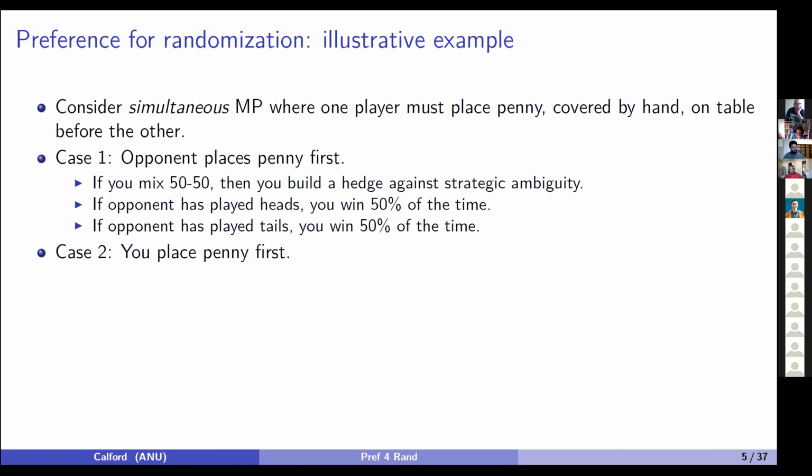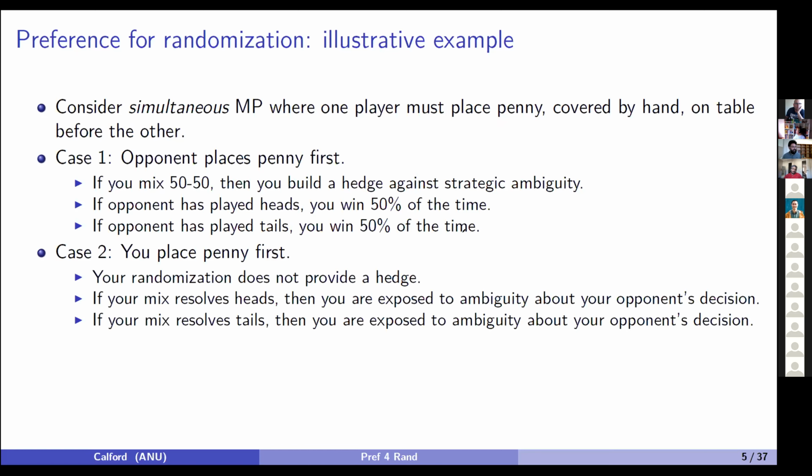about your intermediate stage utility here. Your randomization does not necessarily provide a hedge in this case. If I flip a coin, I put it down first, if my mix comes up heads, well then at that intermediate stage after I've played the coin, I'm still exposed to ambiguity about my opponent's decision. I don't know what my opponent's going to do. They might play heads or tails. That is an ambiguous event for me. And so I'm exposed to that ambiguity. And similarly, if my flip comes up tails.